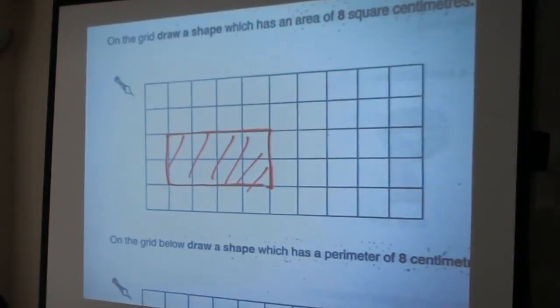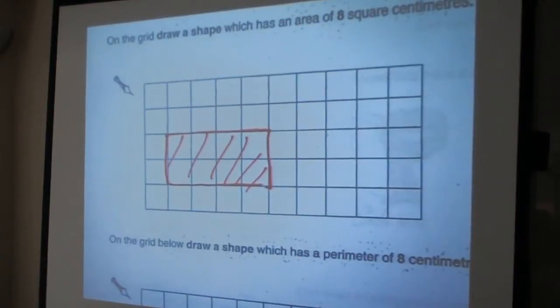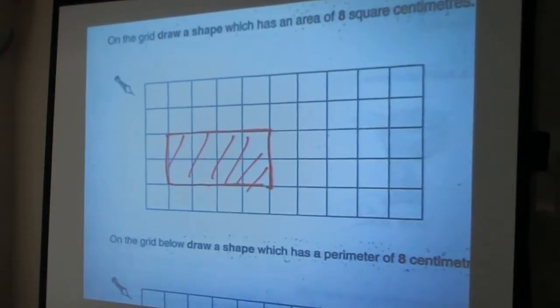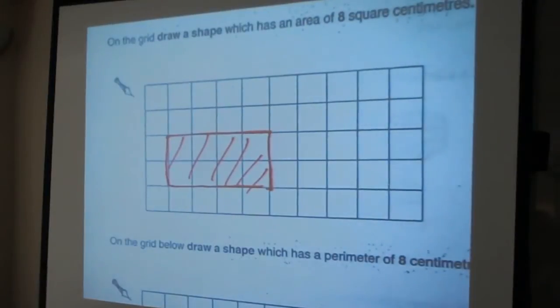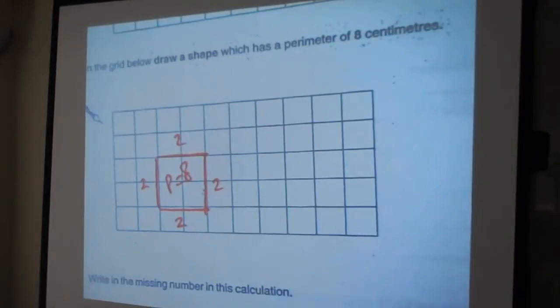The shape has a perimeter of 8. So what should half the shape have a perimeter of? What's half of 8? 4. If you do a 2 by 2, what's 2 by 2? 4. You add another 2 and another 2. So that gives you a perimeter of 8. That's just an example. There you go. Done.